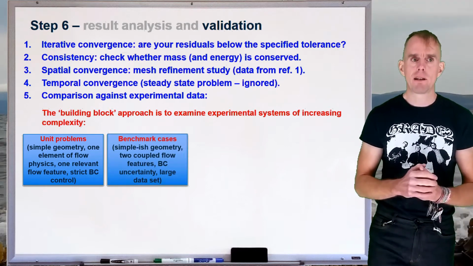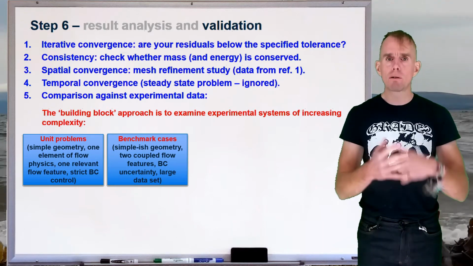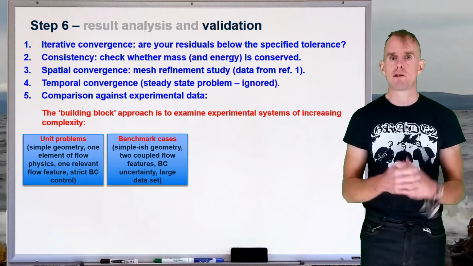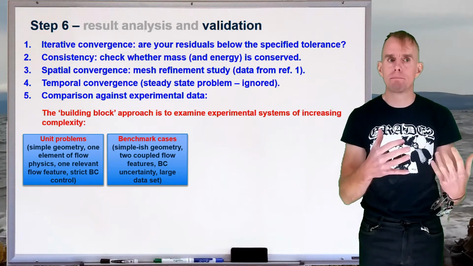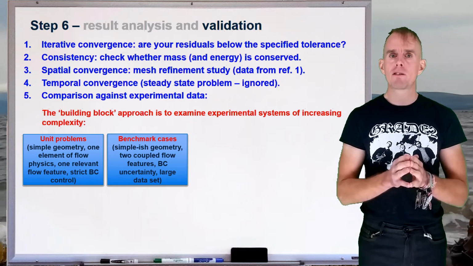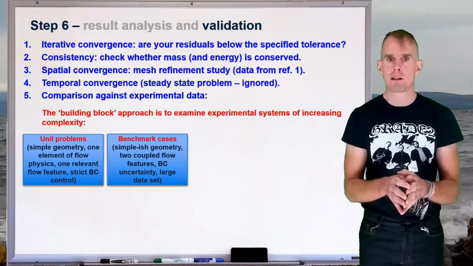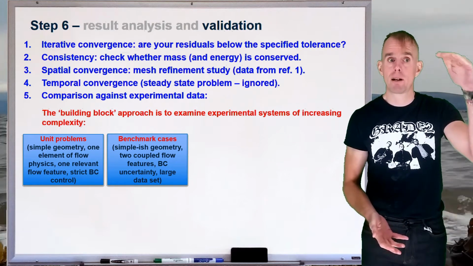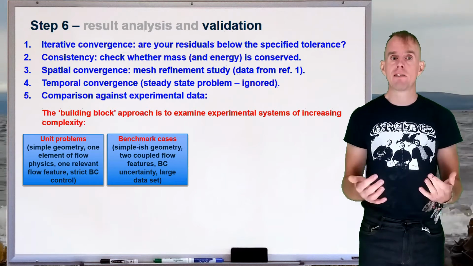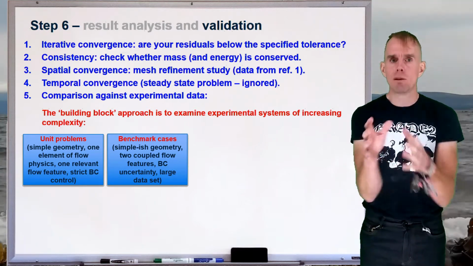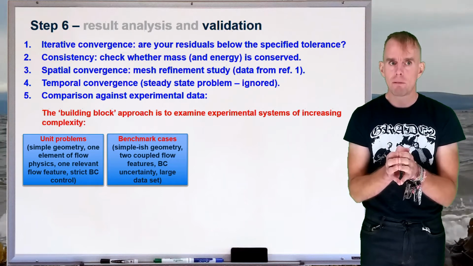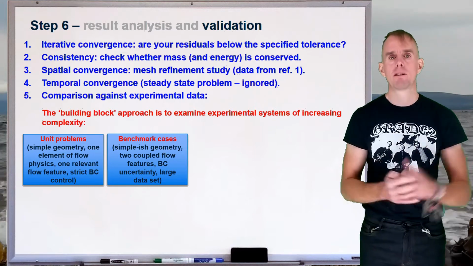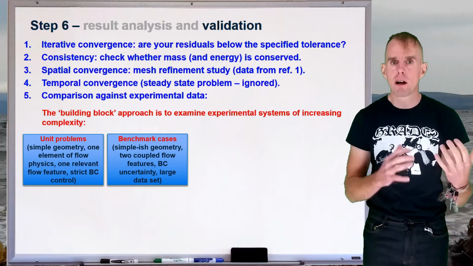The next step is to go to something called a benchmark case. You've still got a relatively simple geometry, but you might now have two coupled flow features. You might have two vortices where one depends on the other. There may also be a slight uncertainty about the exact nature of your boundary condition. You might not have perfect control over, for example, a far field boundary condition. You might also have an increasingly large data set. So again, choosing which data you extract from your experiments, understanding the error analysis associated with that, and then comparing it to your model is going to be a crucial part of this step.